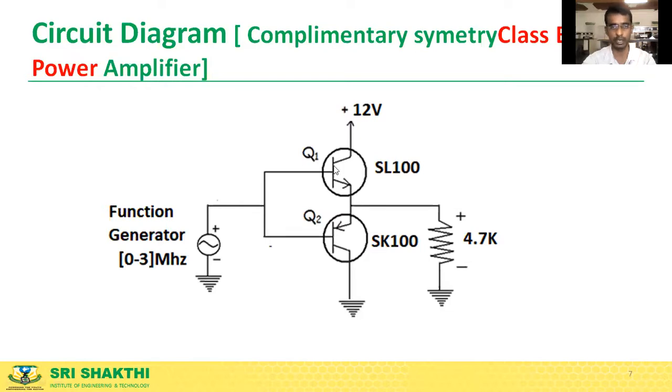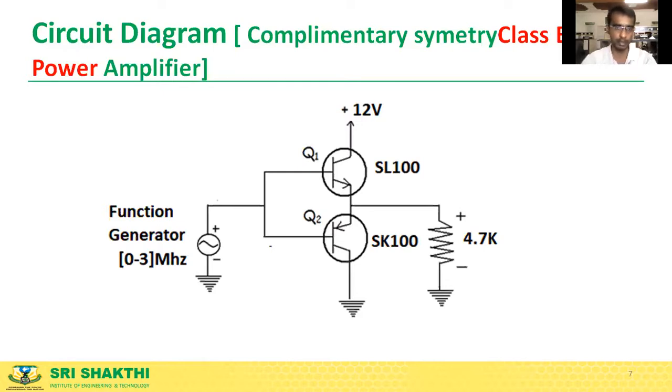Sometimes it is also called a complementary symmetry push-pull amplifier. This is because when one transistor is working, the other transistor will be off. When this transistor is working, the upper transistor will be off. It is like when you push the door, you cannot pull; when you pull the door, you cannot push. So that's how it is. This is the circuit.